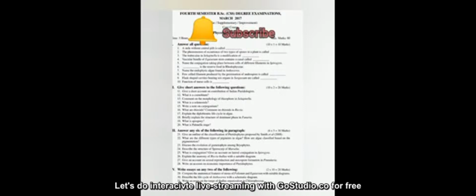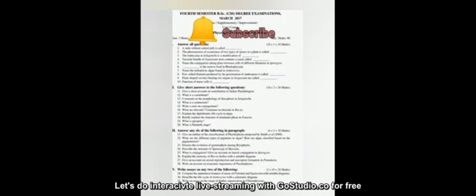Answer any 6 of the following in paragraph. 21. Give an outline of the classification of pteridophytes proposed by Smith et al. 2008. 22. What are the different types of pigments in algae? How are algae classified based on the pigmentation? 23. Discuss the evolution of gametophyte among bryophytes. 6x5 equals 30 marks. 24. Discuss the structure of sporocarp of Marsilea.